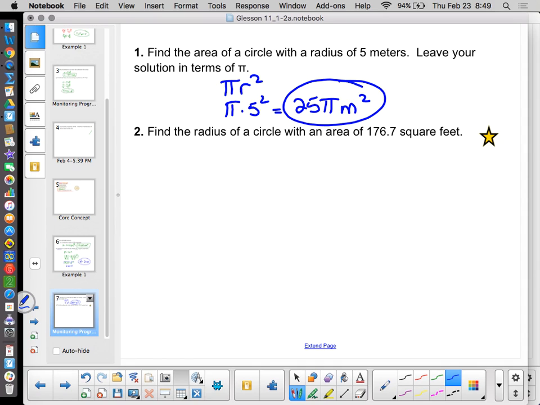Finally, find the radius of a circle with an area of 176.7 square feet. Notice the decimal value, so decimal approximate is what we're going to be looking for, a decimal value. And you go ahead and solve that on your own, and thus ends our podcast for today.